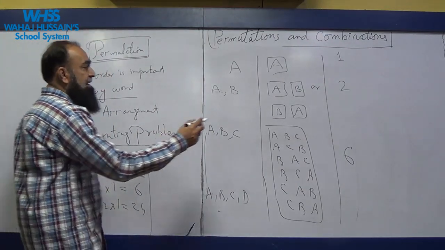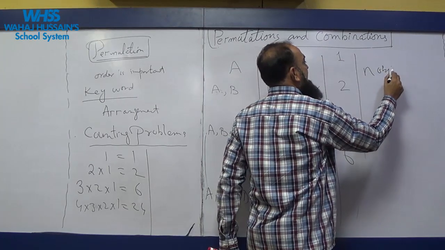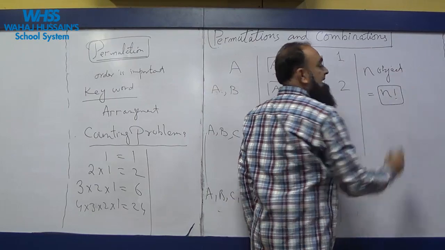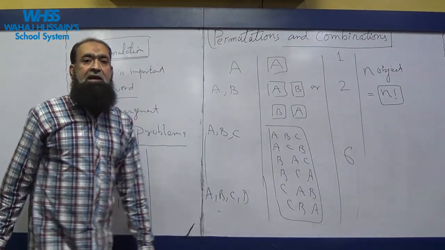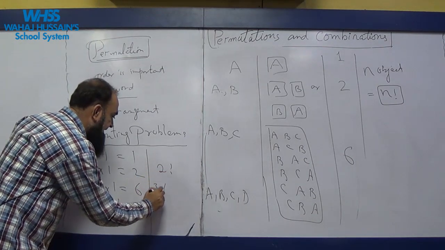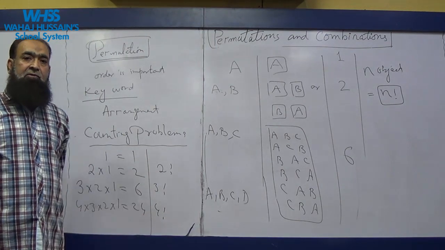So we can say if we have n objects, then we can arrange in n factorial ways. If we have 5 objects, 5 factorial, 2 objects, 2 factorial, 3 objects, 3 factorial, 4 objects, 4 factorial, and in this way we can do this one.